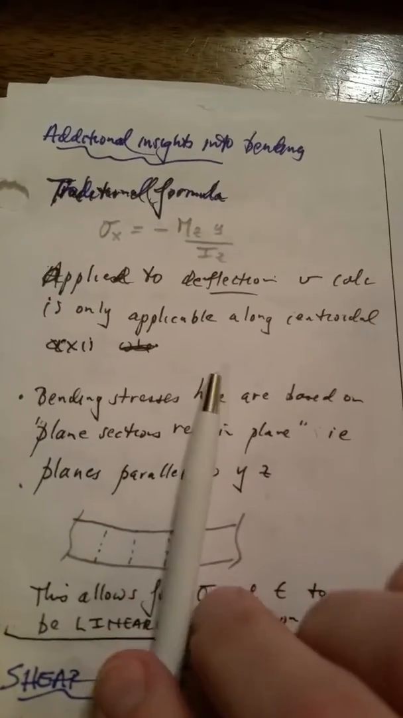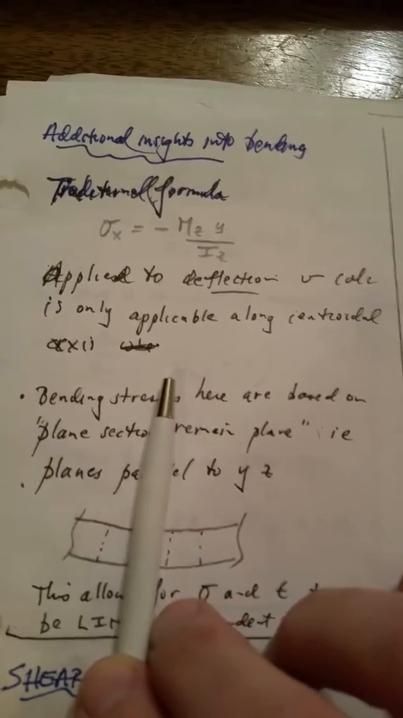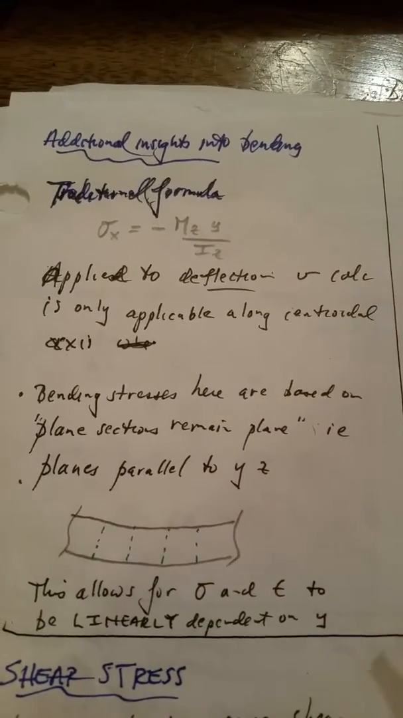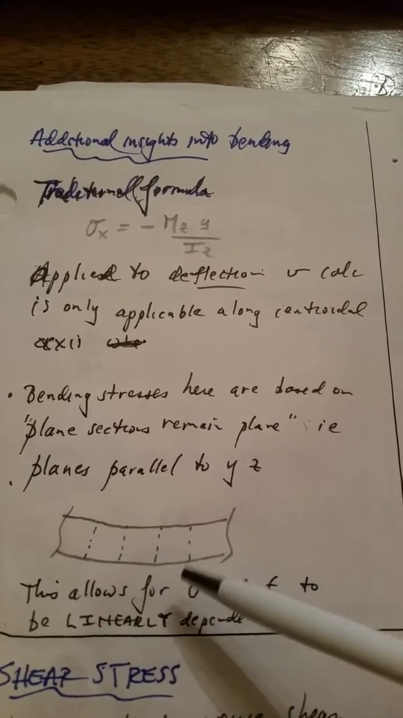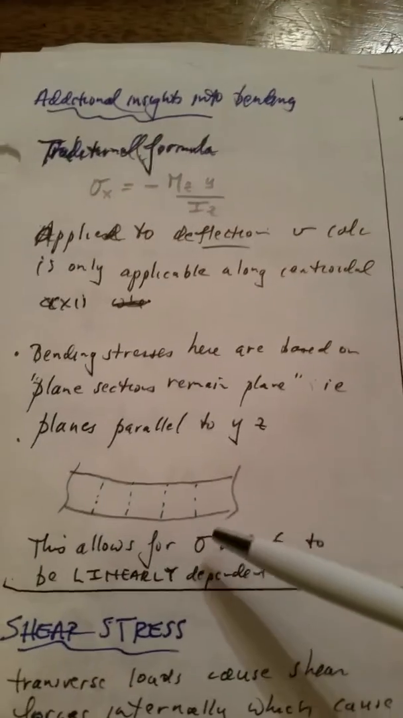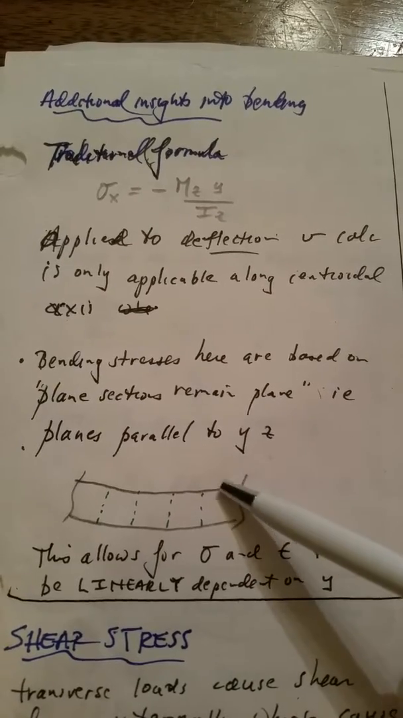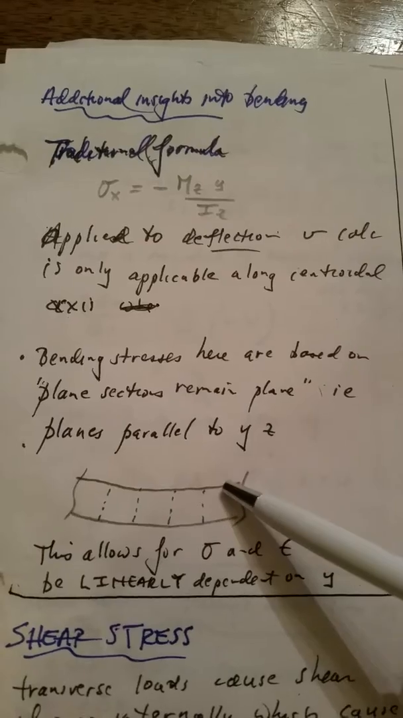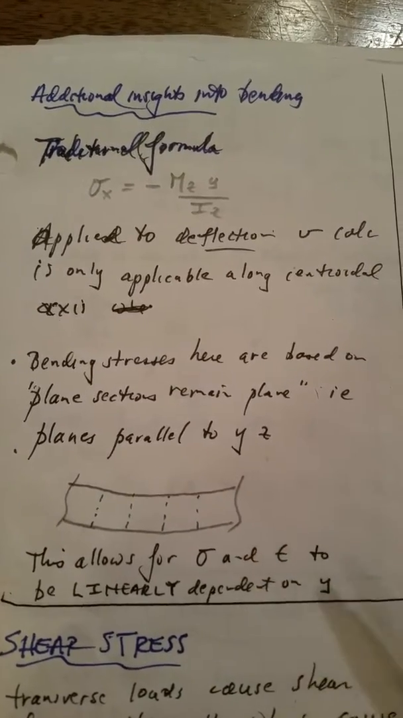The premise is that plane sections remain plane, so that these lines are all radial lines going to some center of curvature. And that beautiful theory by Euler and the Bernoulli brothers allows for this linear relationship between sigma and epsilon, that profile of compressive stress linearly changing along the height of the beam.